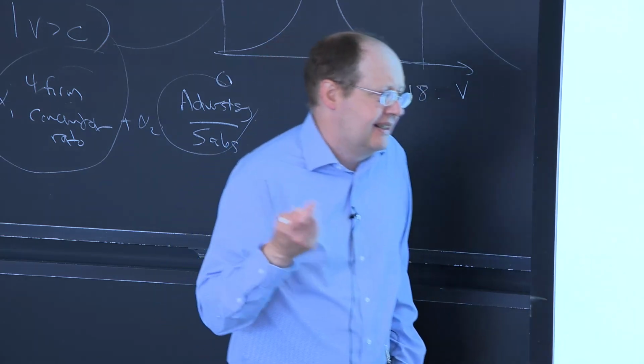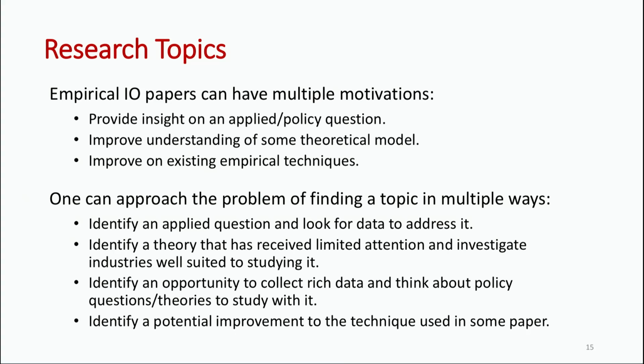So as far as how you come up with a topic for an empirical I/O paper, people do multiple different things. One thing you can always do, just like in any other applied field, is come up with some applied or policy question and ask, what can I teach people about that? A second thing one can do is improve understanding of some theoretical model. There's recent work on monopoly information design. Can I do some empirical work to understand whether information design works in practice, or how well it works or does not work?